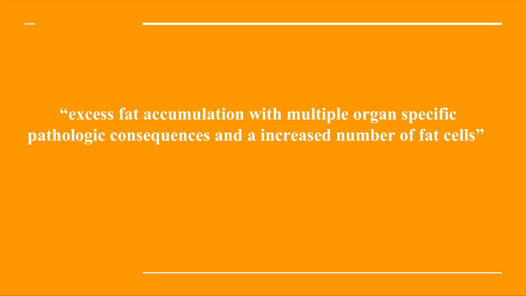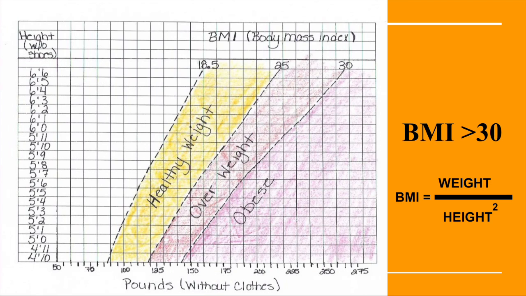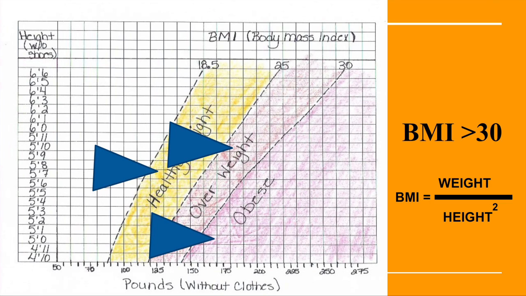Obesity. Obesity is defined as excess fat accumulation with multiple organ-specific pathologic consequences and an increased number of fat cells. The main symptom of obesity is a BMI over 30. BMI is calculated as weight divided by height squared. As you can see on the graph, a healthy BMI would extend from 18.5 to 25. 25 to 30 would be overweight, and a BMI exceeding 30 would be considered obese.